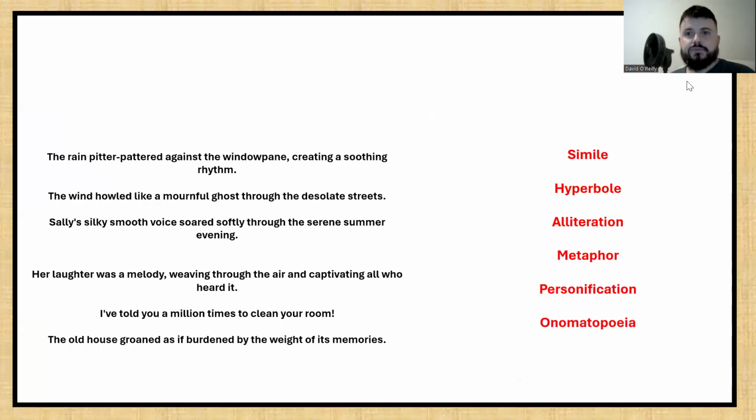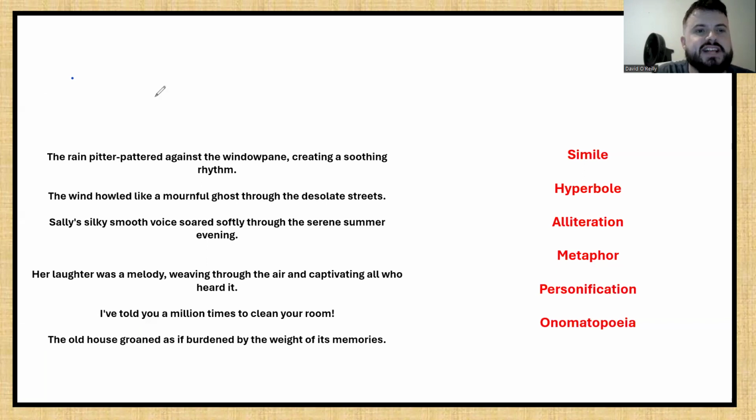So let's have a look at these sentences on the left. Now, on the left, we have got some sentences, and on the right, we have got different types of figurative language. And what I'd like to do is pause the video and have a go at matching the sentences up to the figurative language devices on the right. And once you've done that, press play.